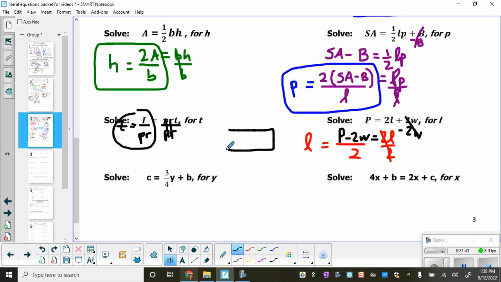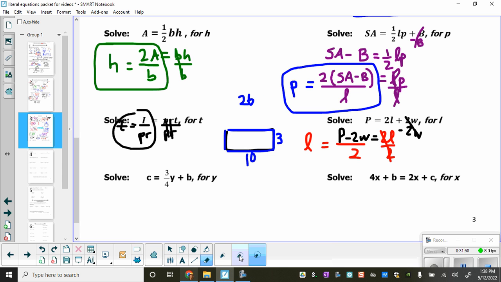And I'll show you guys, think about this. This makes so much sense. Let's say this was a 10, and let's say this was a 3. You guys know the perimeter is basically 10 plus 3 plus 10 plus 3. So that's going to be a perimeter of 26.